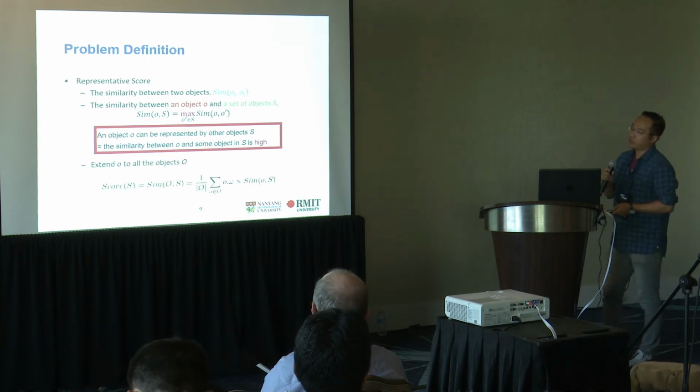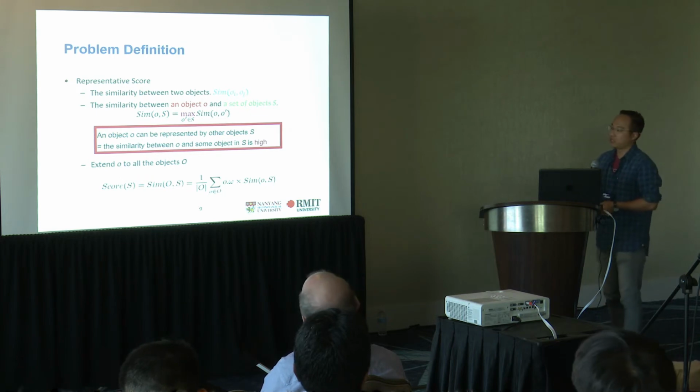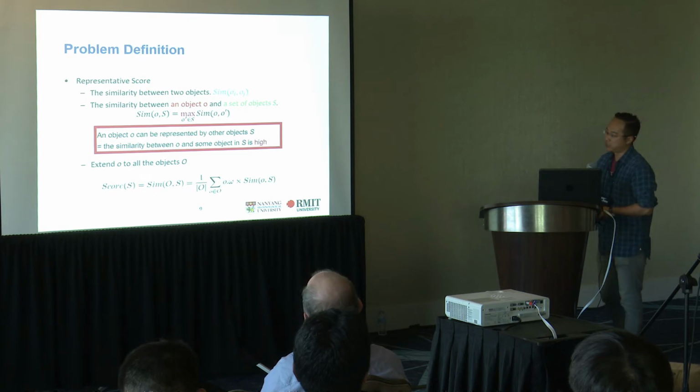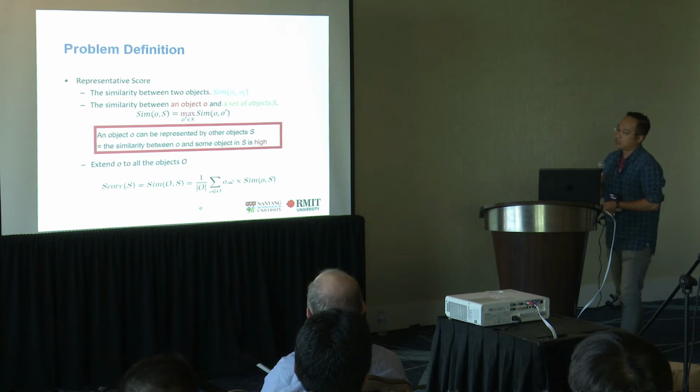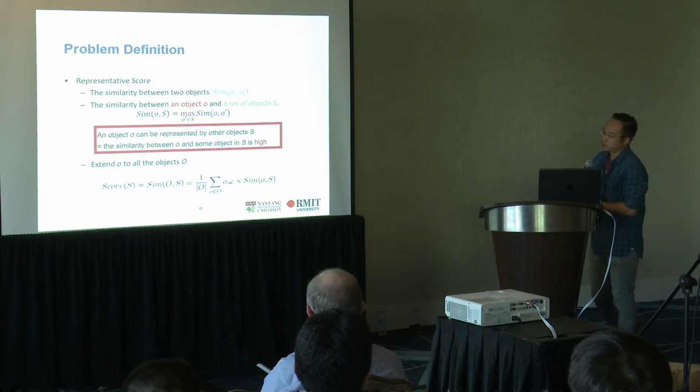So when we extend this from one object to all the objects, we have the following objective function. And in this work, we want to maximize this objective function as much as possible. Here we also consider the weight of each object.